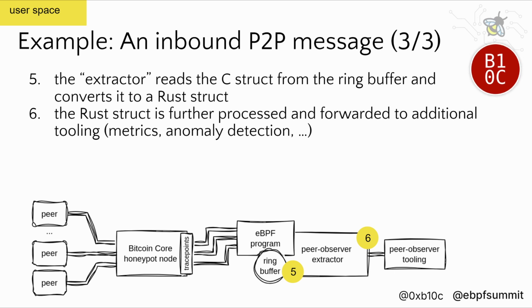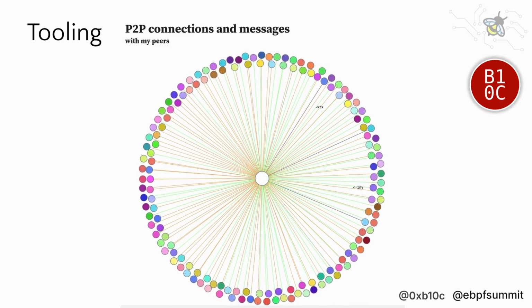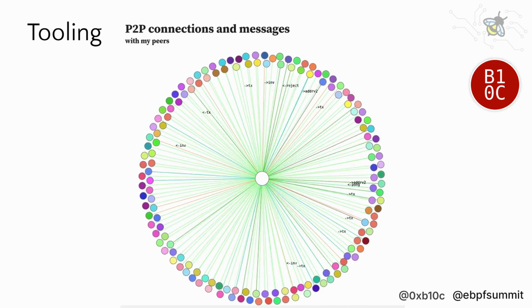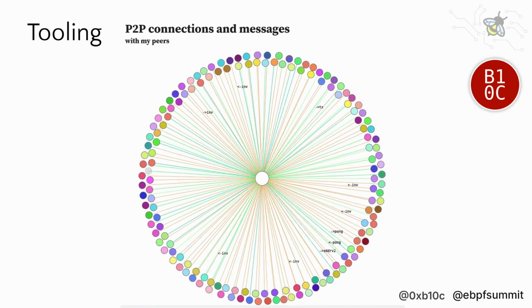Once a struct is submitted to the ring buffer, the last 2 steps happen in user space again. The extractor reads the C struct from the ring buffer and converts it into a Rust struct. The Rust struct is then forwarded to our tooling and is, for example, used to generate metrics and in our anomaly detection. This allows us, for example, to visualize the messages being exchanged between a node and its peers in real time, which is a good demonstration showing the throughput of the tracing.